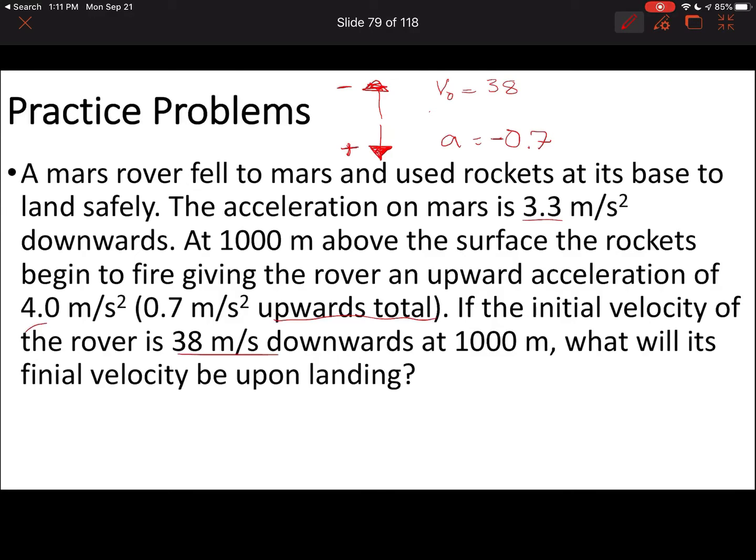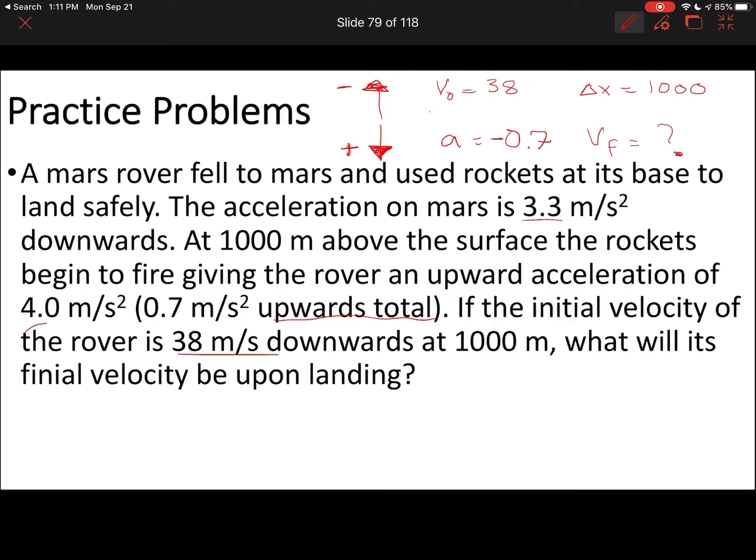What else do I know? I know the displacement, how far we are going to fall, is positive 1,000 meters, because we're going to fall 1,000 meters downwards during this time. And what am I asked to find? I am asked to find the final velocity of this rover. And that final velocity is just then what I'm looking for.